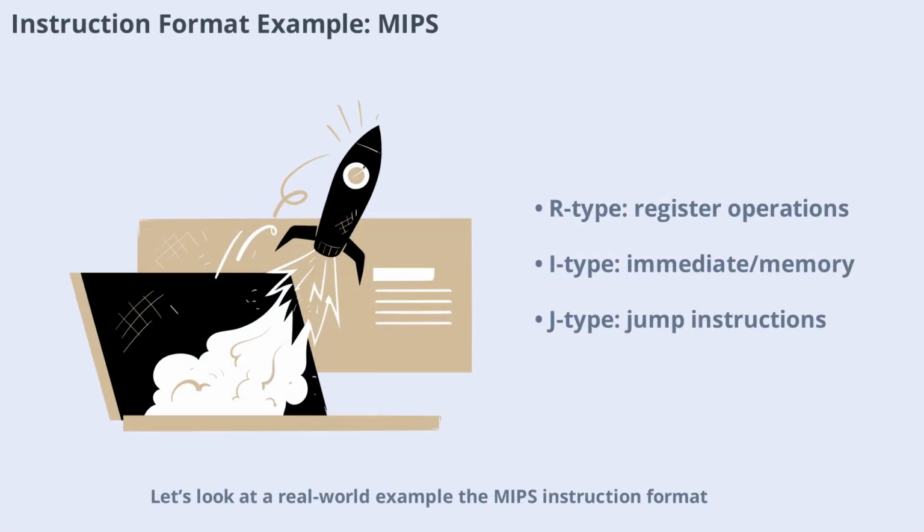Let's look at a real-world example, the MIPS instruction format. MIPS uses 3 main formats: R-type, I-type, and J-type. R-type is used for register operations, I-type for immediate and memory operations, and J-type for jumps. Each format has its own field breakdown optimized for its specific purpose. This variety allows MIPS to balance performance and flexibility.